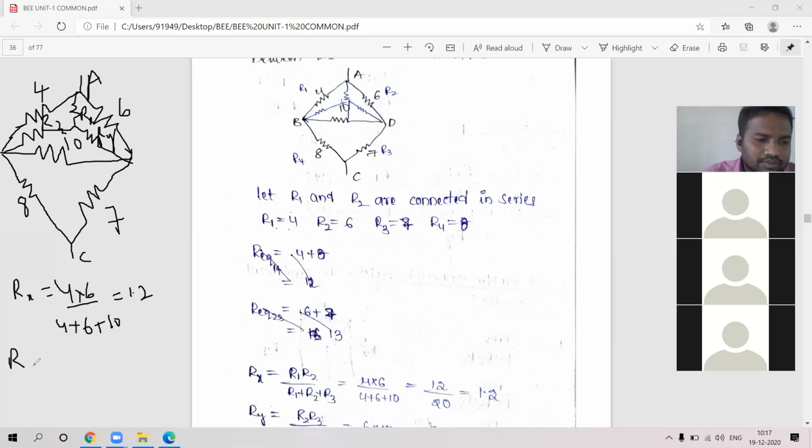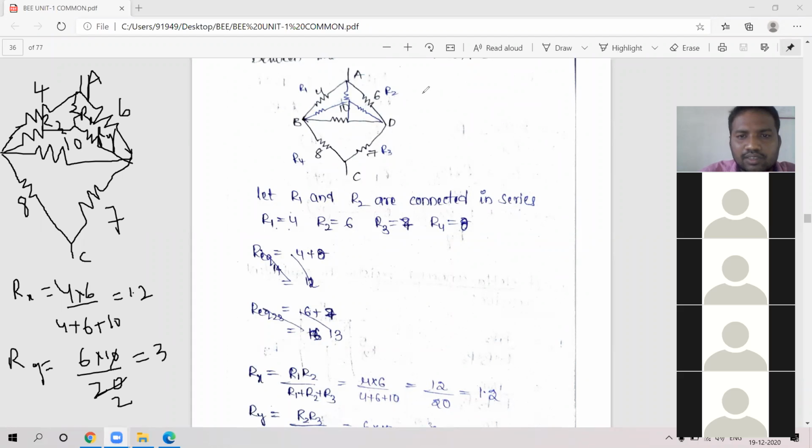Okay, now you tell me Ry. Ry is 3. For Ry, the connected resistors are 6 and 10, so 6 into 10, and the denominator is 4 plus 6 plus 10, which is 20. 60 by 20 is 3.